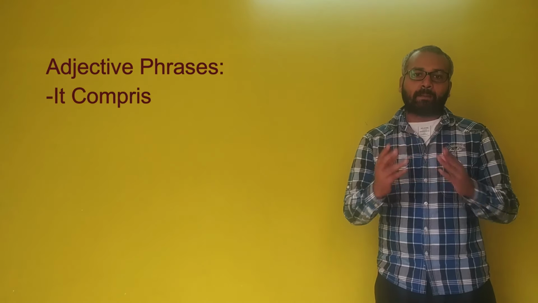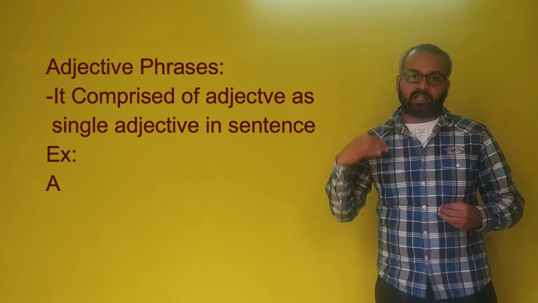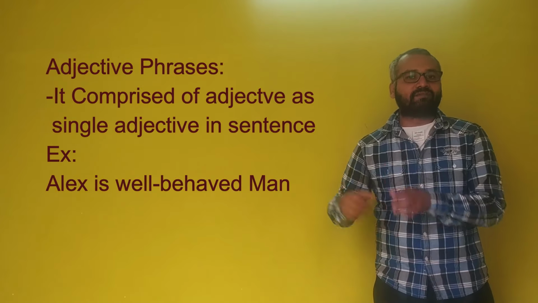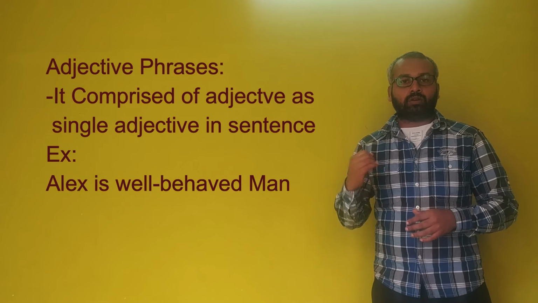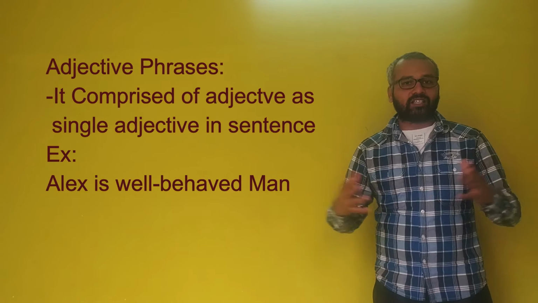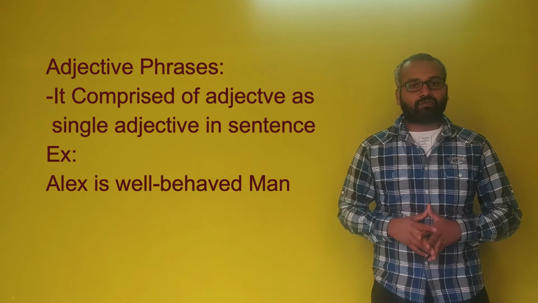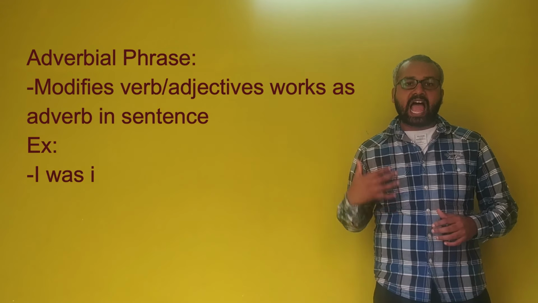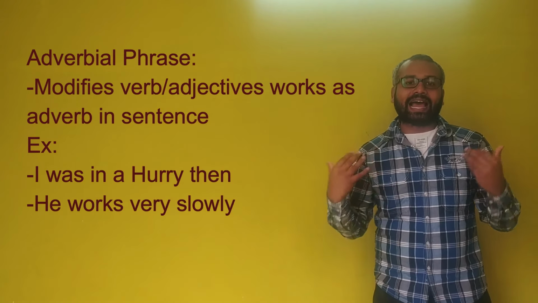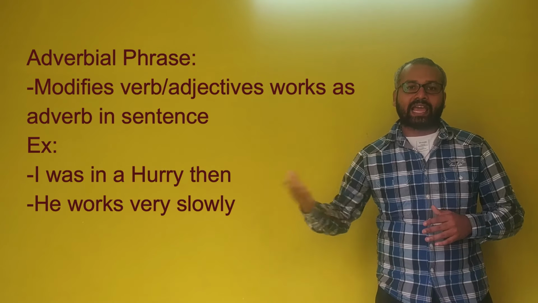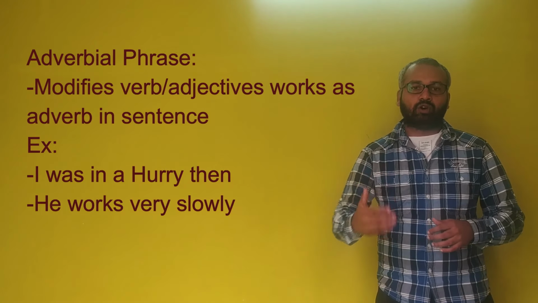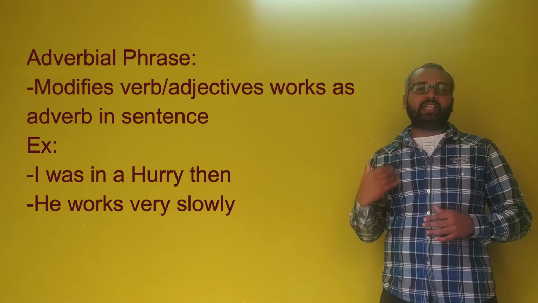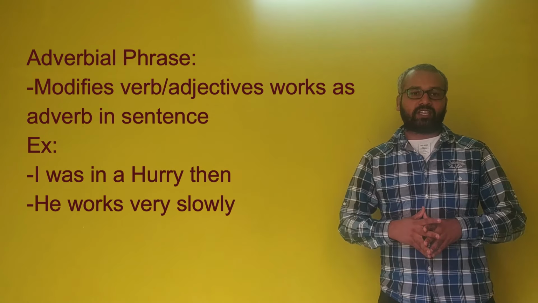Adjective phrase. It functions as an adjective, like a single adjective within a sentence. Like, Alex is well behaved. Well behaved man. We consider this well behaved as an adjective phrase. An adverb phrase modifies the verb or adjective, working as an adverb. I was in a hurry then. He walks very slowly. Very slowly and in a hurry, we consider these two as adverbial phrases.